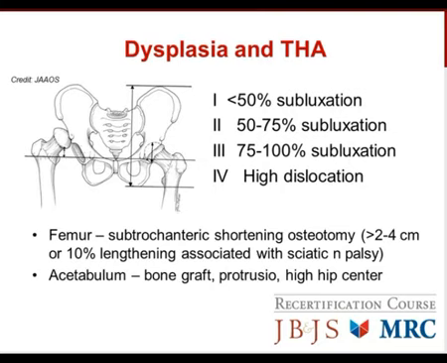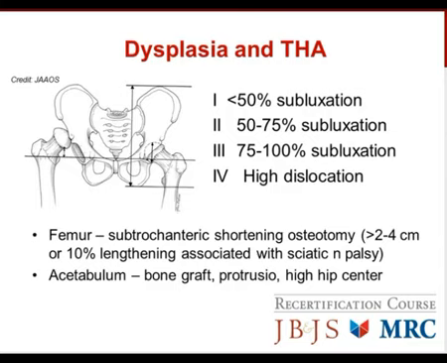In those cases, when it comes to total hip arthroplasty, we worry about lengthening of the leg. The concern with lengthening of the leg, of course, is the nerve. If you stretch the nerve, it can stop working. Lengthening the sciatic nerve more than 2 to 4 centimeters, or approximately 10% of the total length of the nerve, has been associated with a sciatic nerve palsy.